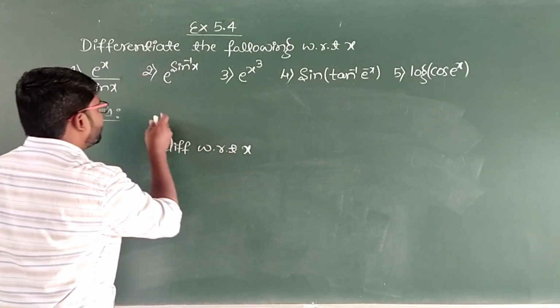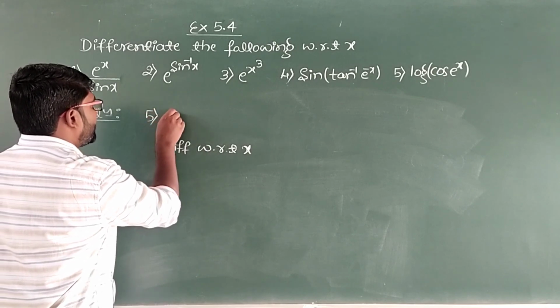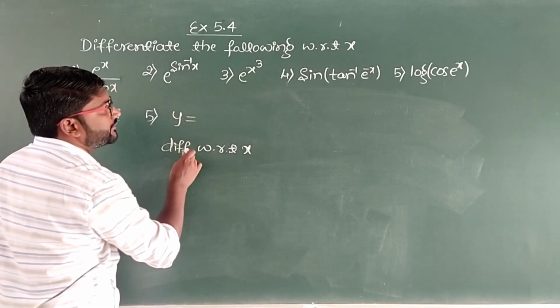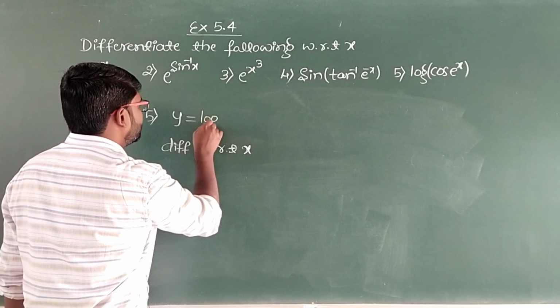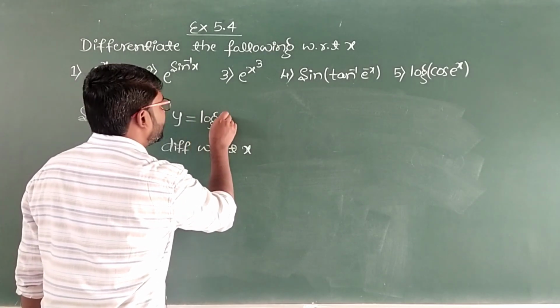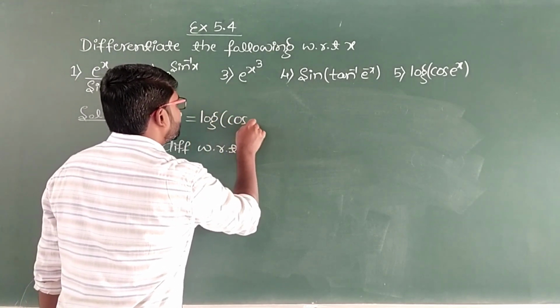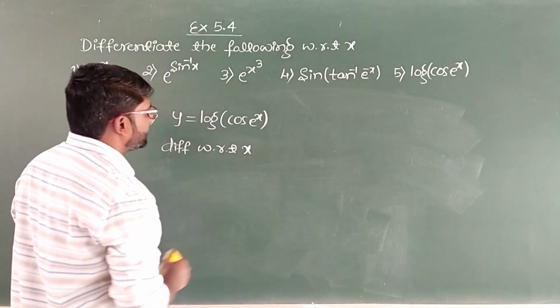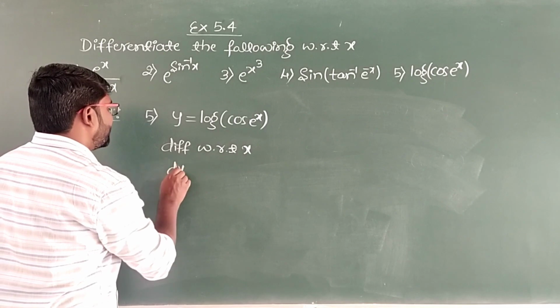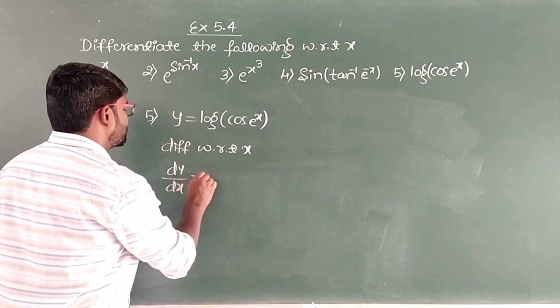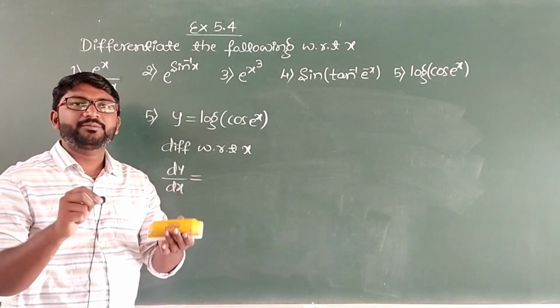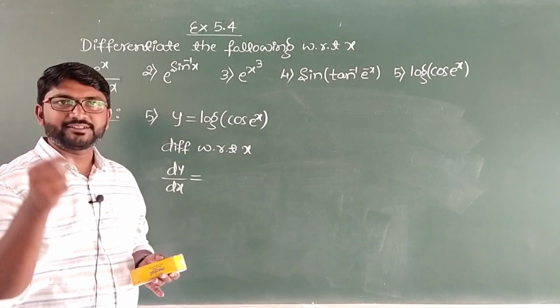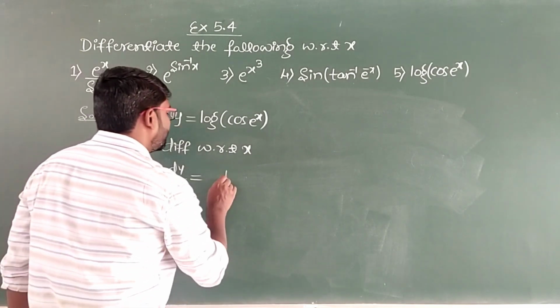Well, the question number 5, it is y which is equals to log in the bracket cos e power x. Log in the bracket cos e power x. So differentiate with respect to x, we have dy by dx. This is equals to, now it is in the form of log x. What is the derivative of log x? It will be 1 by x. So 1 divided by x.